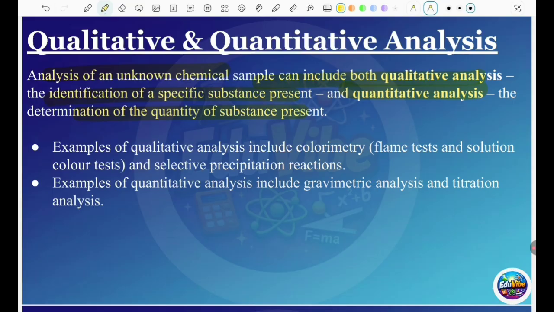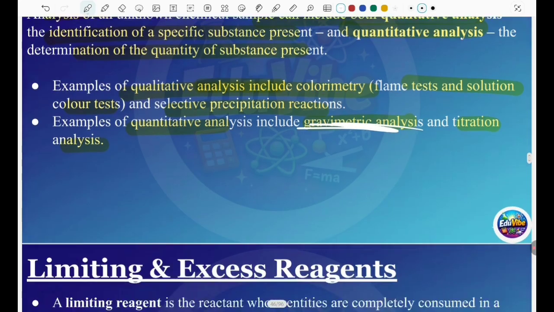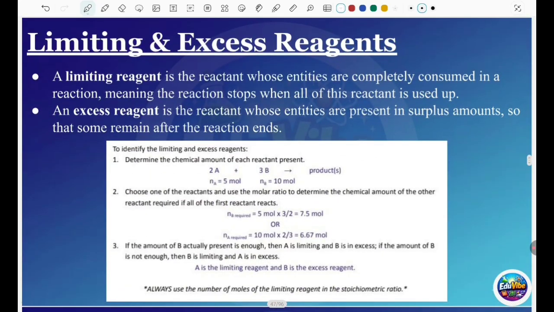Examples of qualitative analysis are the colorimeter, which is very important and helps for flame tests, solution color tests, and selective precipitation reactions. Then quantitative analysis includes gravimetric analysis and titration analysis. We will do titration analysis in our upcoming lessons, but today's lesson is more focused on gravimetric analysis.